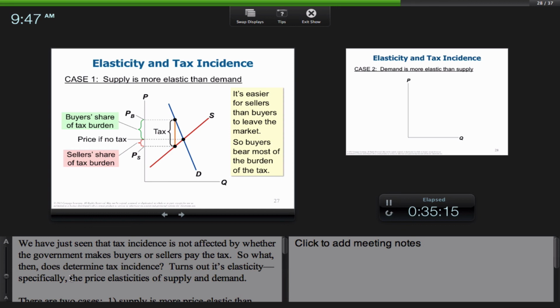Wait. Stop packing. This is what's important. This is the why. Because the supply is more elastic than the demand, that's why buyers end up with more tax incidence. Because these buyers don't have as much choice about being in this market. Inelastic, they pretty much have to have what they're buying. So the sellers could leave the market. Thus, they're going to bear less of the tax burden than the buyers.